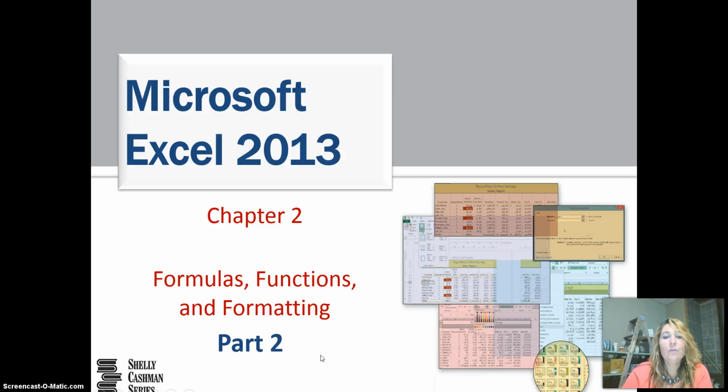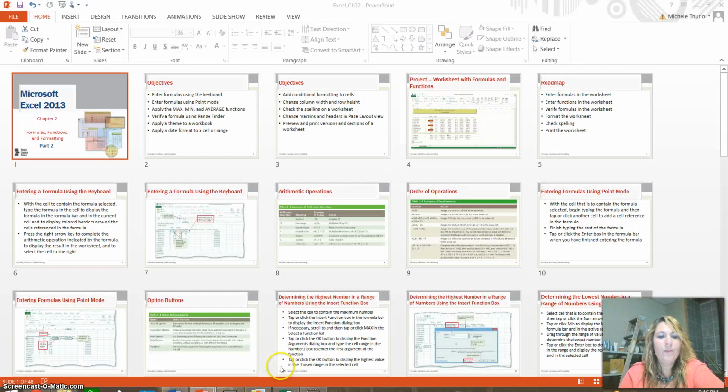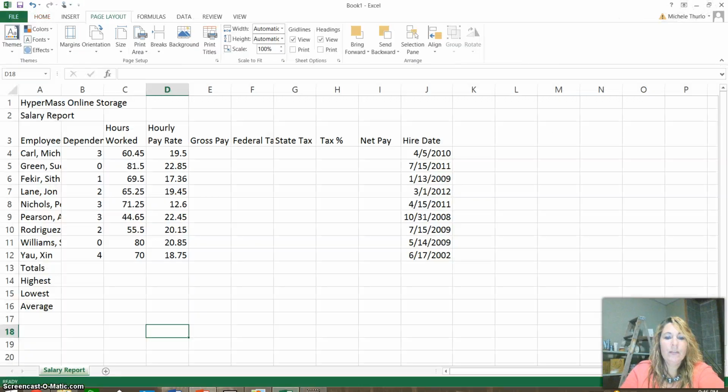In the first video, we entered in all of our data, and we figured out what we're going to be doing with it. And in this video, we're going to be entering in our formulas. And formulas is what makes Excel so great, because the formula will do the math for you, and if you ever have to change any number over here, your formula will automatically recalculate itself.